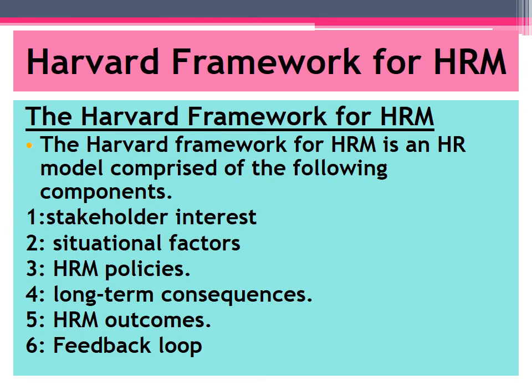The Harvard framework for human resource management has 6 components. The components which have been discussed in the Harvard model are stakeholders' interest, situational factors, human resource policies, long-term consequences, human resource outcomes, and feedback loop.